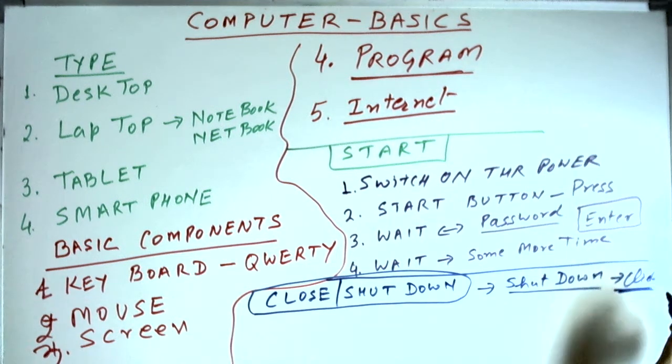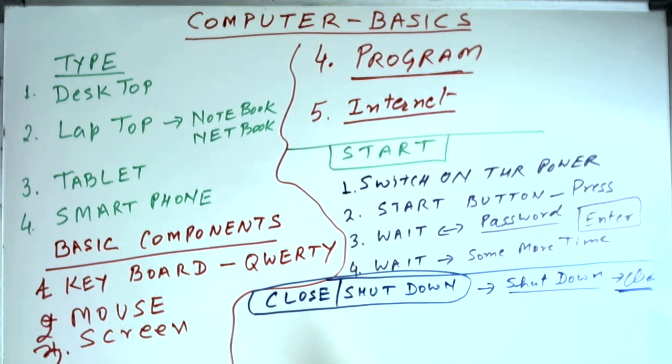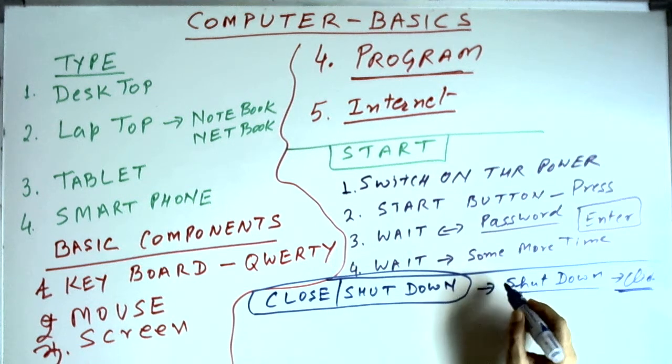You will have to find what is clicking using the mouse, basically using the mouse, and then you have to click on the shutdown. That means it will initiate the shutdown process.